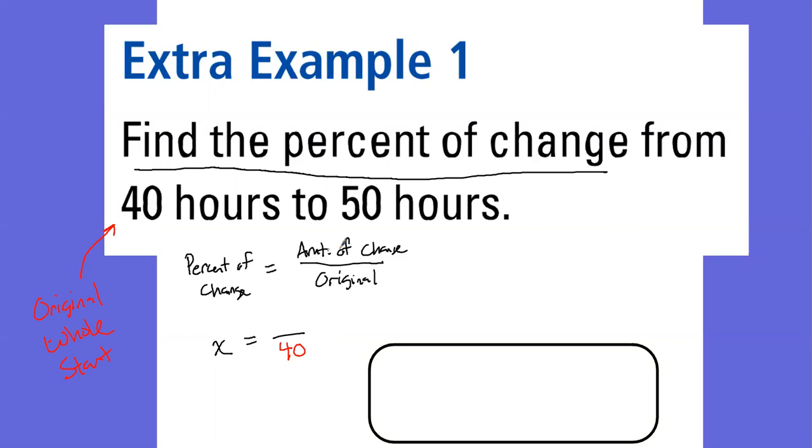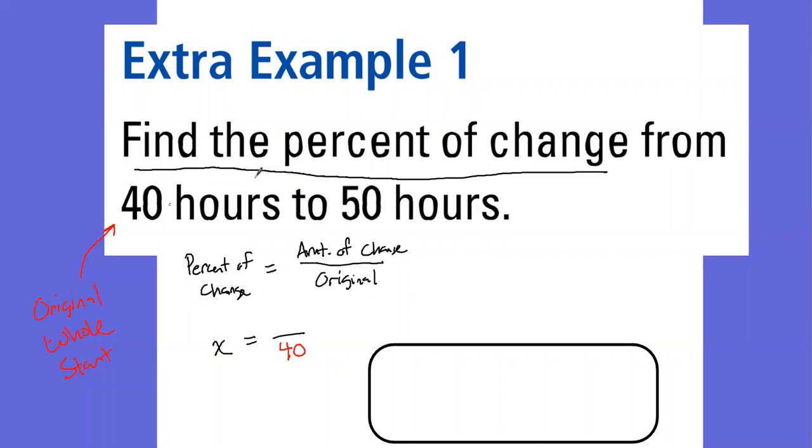My numerator, amount of change. Be very careful. A lot of students have the tendency to only work with the numbers they see in the problem. If you are going from 40 to 50, your amount of change is not 50. If the amount of change was 50, this would be going from 40 to 90. That would be increasing or changing by 50.